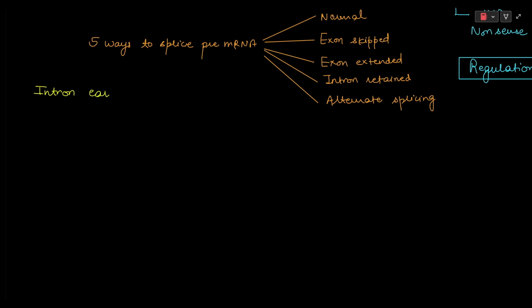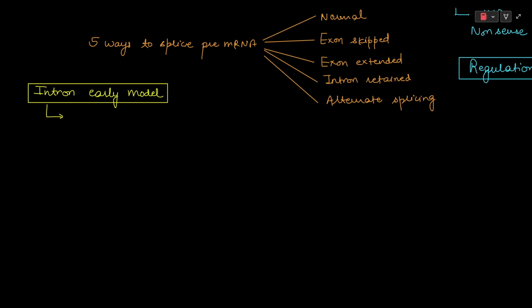The first one is known as the intron early model, and the second one is known as the intron late model. I will give you a brief introduction to both of them, and then you can decide. Again, these are both hypotheses, so you can decide which one you like. The intron early model is self-explanatory.